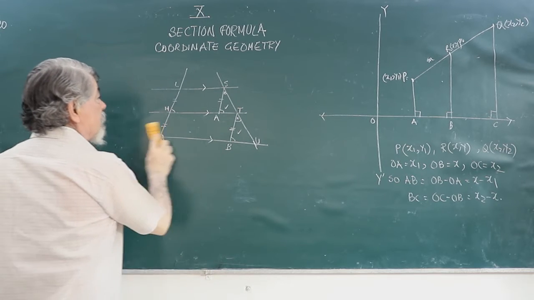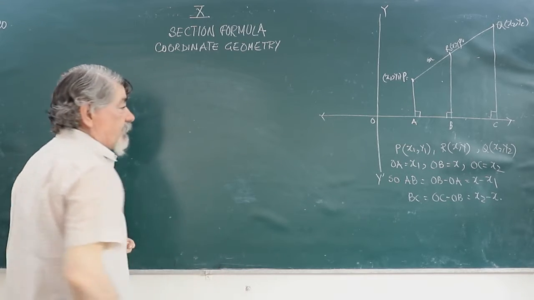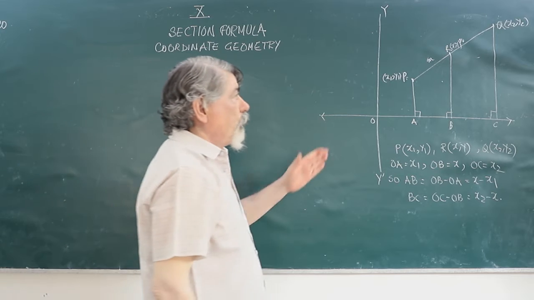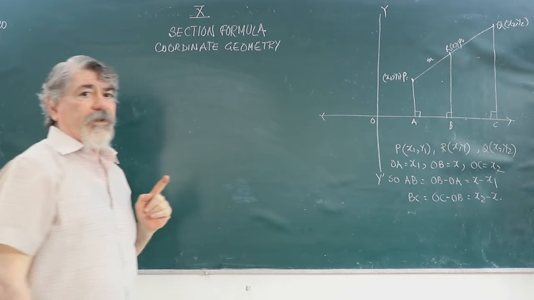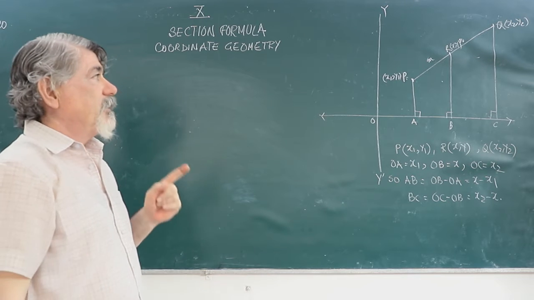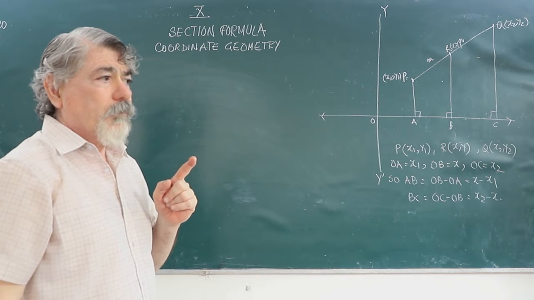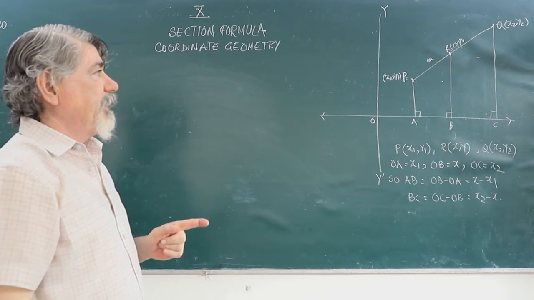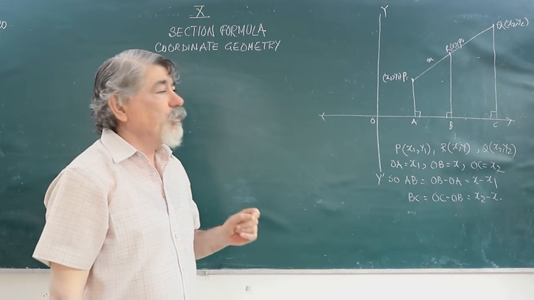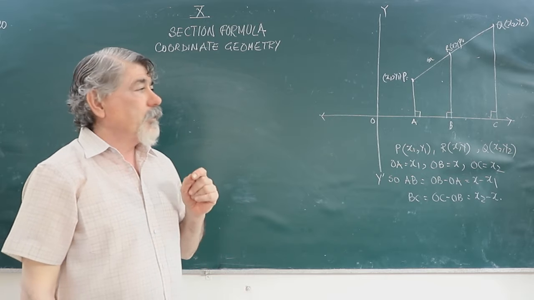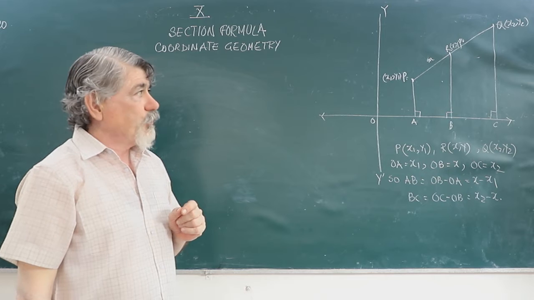Now let us see what the section formula is and what we are discussing in this. There are 2 points given on the two-dimensional plane, P and Q. You can see in the figure, P and Q are 2 points on the two-dimensional plane. The coordinates of P are x1, y1. The coordinates of Q are x2, y2.